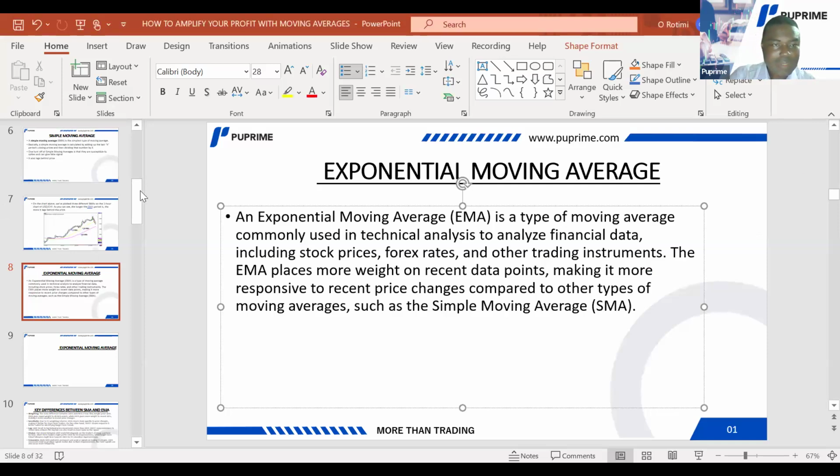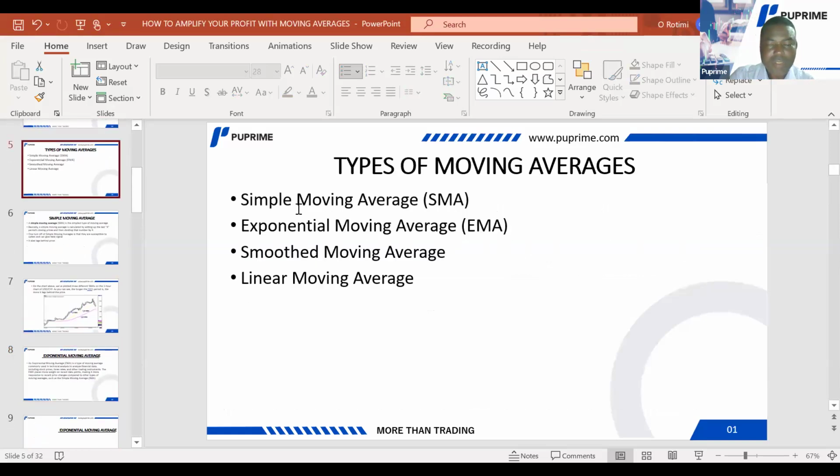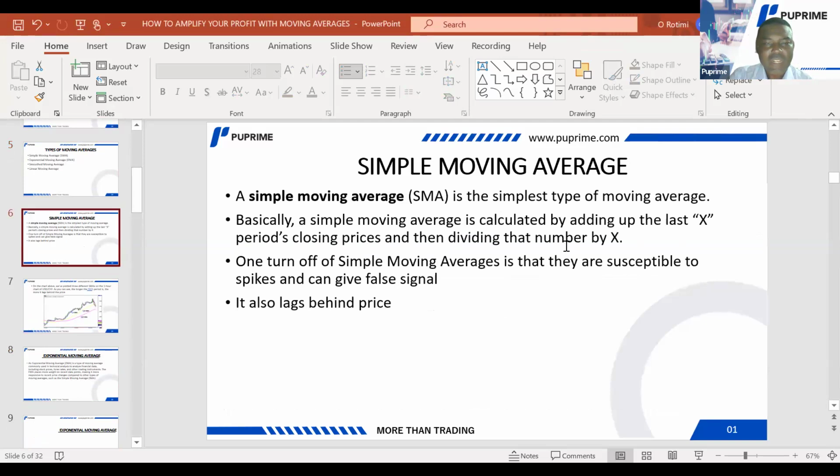So we look at the types of moving averages. I think we stopped here: the simple moving average, the exponential moving average, the smoothed moving average, and the linear moving average. So what is simple moving average? A simple moving average, otherwise known as the SMA, is the simplest type of moving average.